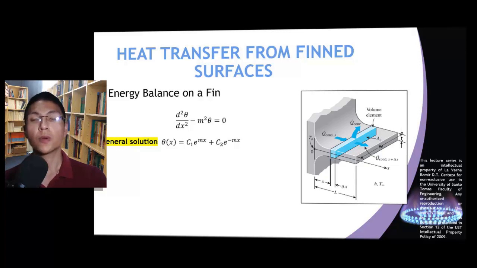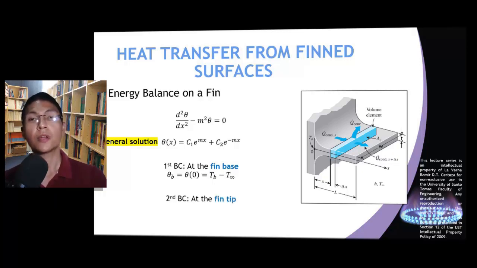Now, obviously, for us to compute the values of the arbitrary constants in this equation, we need to know two boundary conditions. The first boundary condition is the temperature excess at the fin base. This can be computed by simply subtracting the surrounding fluid temperature from the fin base temperature. On the other hand, the second boundary condition is based on the condition present at the tip of the fin. We have 4 cases from which we can base the second boundary condition, and this will be the subject of our next video.